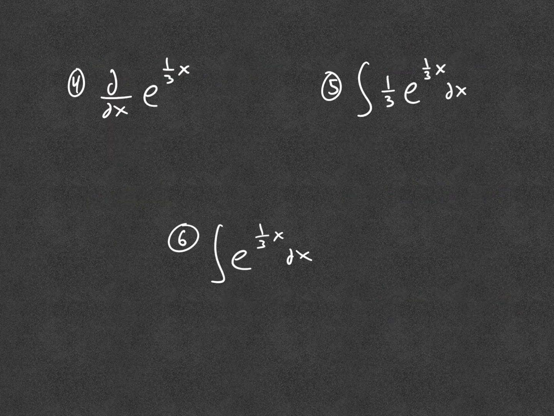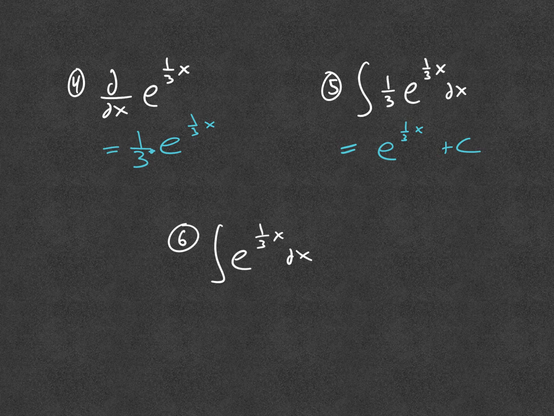Let's look at a few others. Here we have the derivative of e to the 1/3 x. I know the answer to that would be itself, e to the 1/3 x, times 1/3 by chain rule. So 1/3 e to the 1/3 x. In number 5, if I did the antiderivative of that, it should go back to the original. So the antiderivative of 1/3 e to the 1/3 x would just be e to the 1/3 x plus c. Where did the 1/3 go?